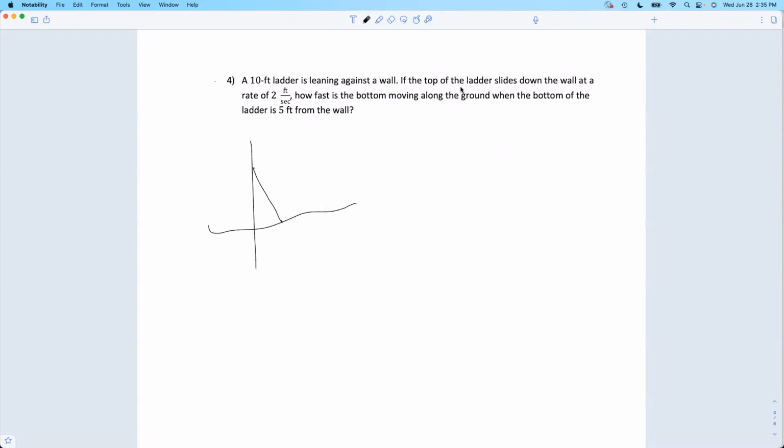And what I'm told is the ladder is sliding down the wall. So this point down is moving down at 2 feet per second. I want to know then how fast this little spot, question, is moving at the moment when this distance is 5. So we'll call this distance here X, that distance Y.